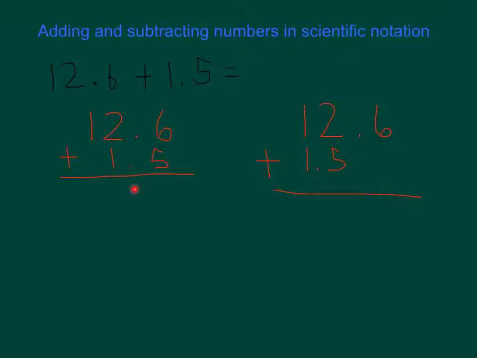up. This second example, 12 and 6/10 plus 1 and 5/10, is incorrect because the two decimals are not lined up. So let's cross this one out. Our correct answer would be 14 and 1/10. Now that we remember that we have to line up the decimal when we're adding, let's see how we can use that knowledge when we're working with numbers in scientific notation.